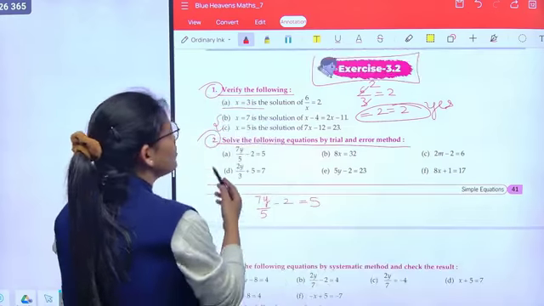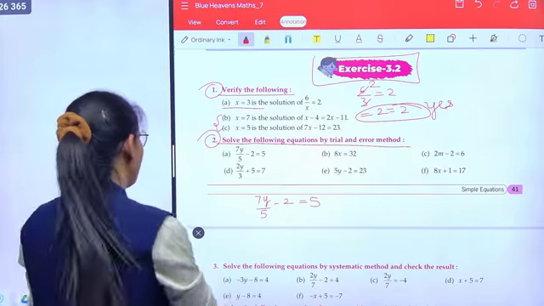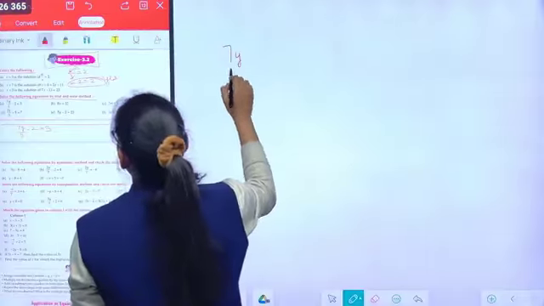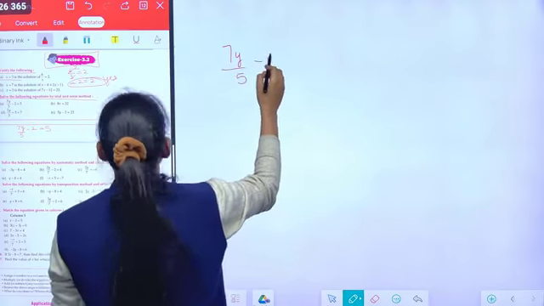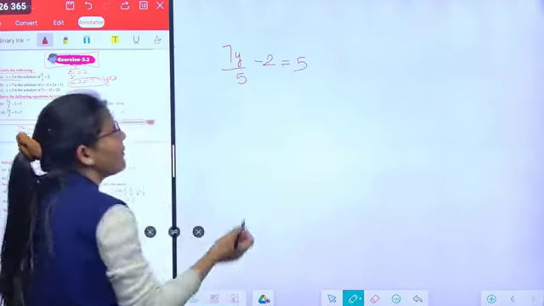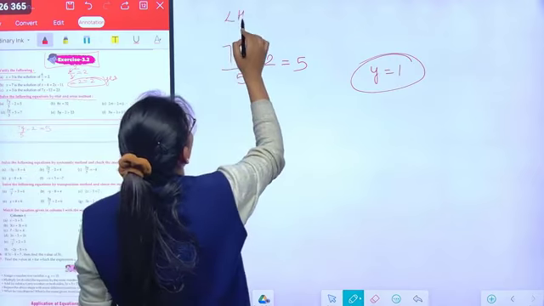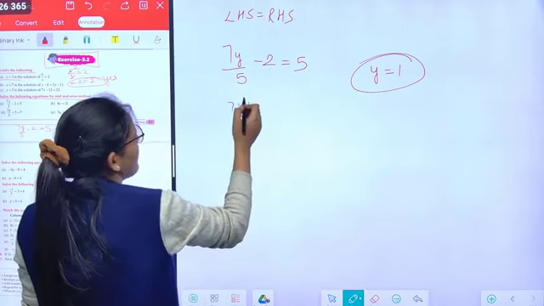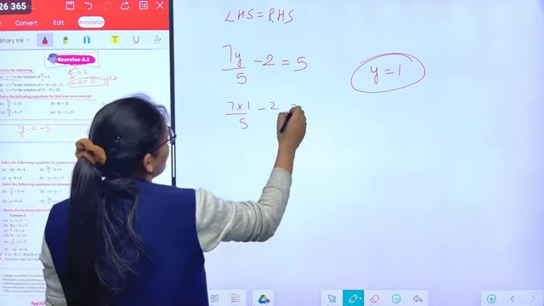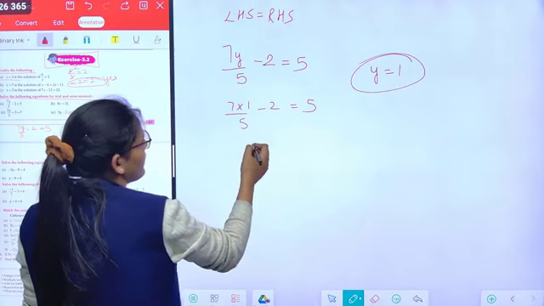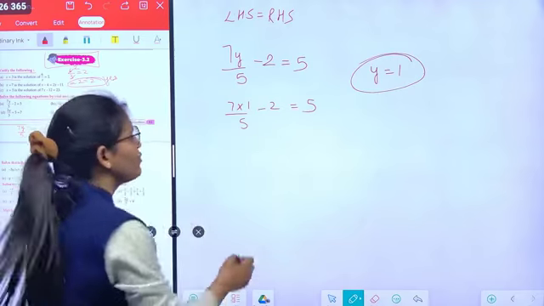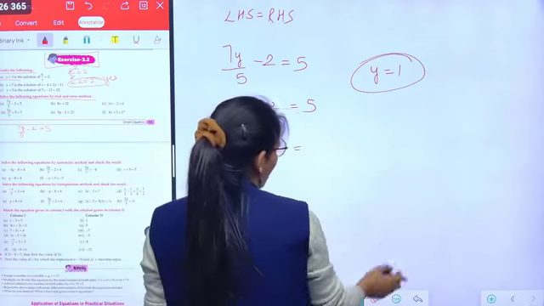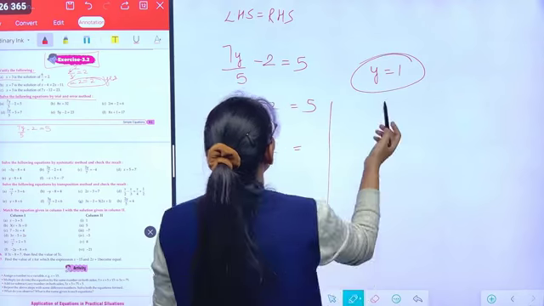Yes class, question number 2. Solve the following equation by trial and error method. Class, you can see here 7y upon 5 minus 2 is equal to 5. Now class, हम तब तक करेंगे जब तक हमारा LHS is equal to RHS ना आ जाए. Okay class, so 7 multiplied by 1 upon 5 minus 2 is equal to 5. Now 7 minus 2 is 5. क्लास यहाँ पर क्या हो जाएगा 5. क्लास ये भी नहीं होगा. तो क्लास अब हम क्या रख के देखते हैं? y is equal to 2 रख के देखते हैं.